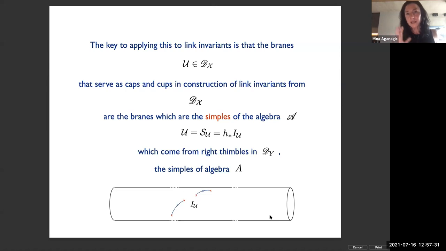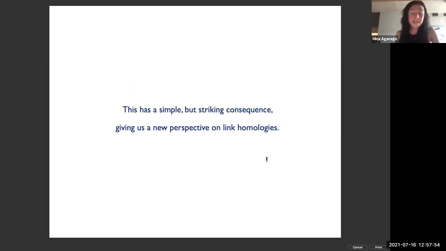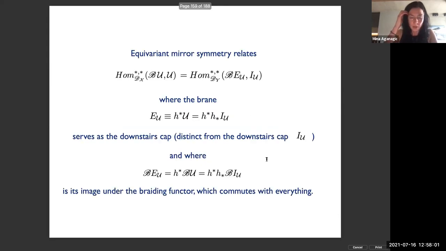Anyway, the key to applying this to link invariants is that the brains that serve as caps and cups in the construction using coherent sheaves on the big X are brains which are simples of the algebra script A and which come from the right thimbles in the small Y and simples of the downstairs algebra of the small a. So this has a simple but striking consequence that gives us a new perspective, I think, on link homologies. So equivariant mirror symmetry relates the computation of homs upstairs to the following computation downstairs, where the brain E serves as a downstairs cap and is obtained by starting with the upstairs cap and sending it down.